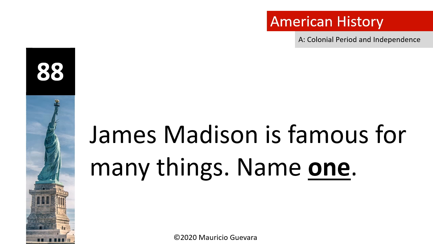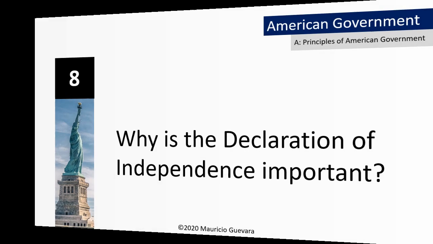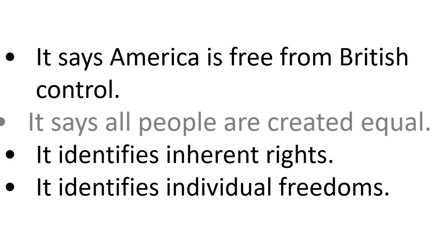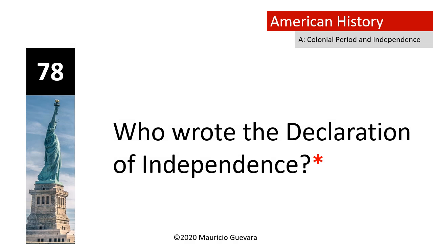James Madison is famous for many things. Name one. Father of the Constitution. Why is the Declaration of Independence important? It says all people are created equal. Who wrote the Declaration of Independence? Thomas Jefferson.